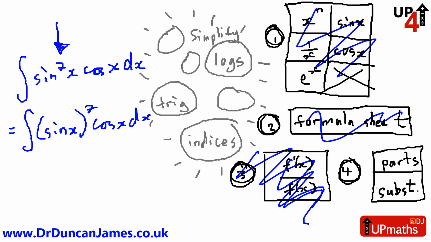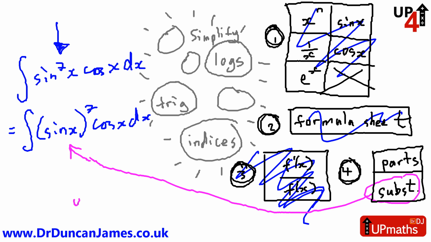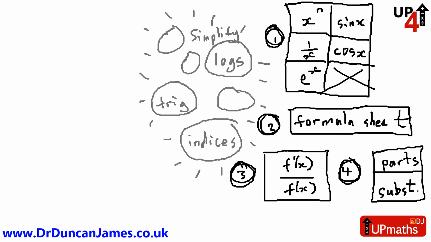Oh look, it's probably substitution because there's something inside. And if you put u equals sine x, it will work because that differentiates to cos x, which then means eventually, if you do the working, remember we're doing no working here, this is just an introductory chatty video, the cos x would eventually cancel.